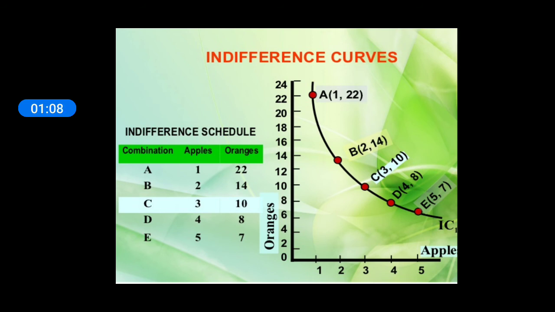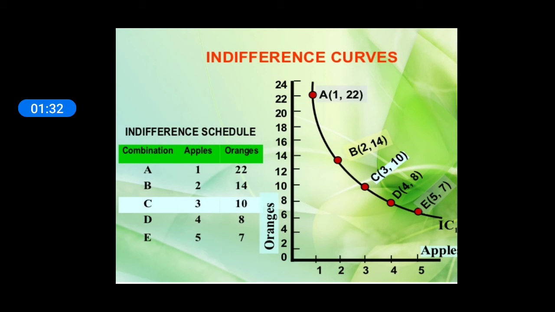We can understand the indifference curve with the help of this schedule and diagram. In this schedule, we can see that there are different combinations of two goods, apple and orange, and the combinations are A, B, C, D and E. Suppose one day the consumer goes to the market and purchases a combination of two goods, apples and oranges.